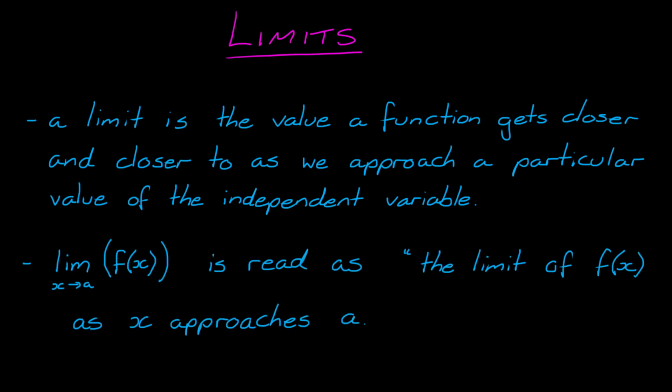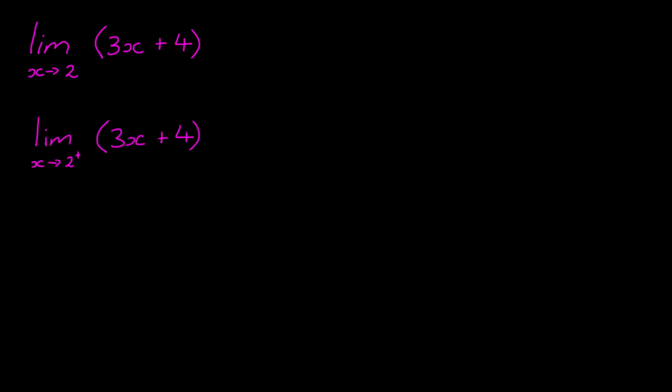Limits are written as is shown here, and they're read as the limit of f of x as x approaches a. Now let's look at an example. Here we have the limit of 3x plus 4 as x approaches 2. This is known as a two-sided limit, and we evaluate it by considering each of the one-sided limits. Our first one-sided limit is the limit of 3x plus 4 as x approaches 2 from the positive side.